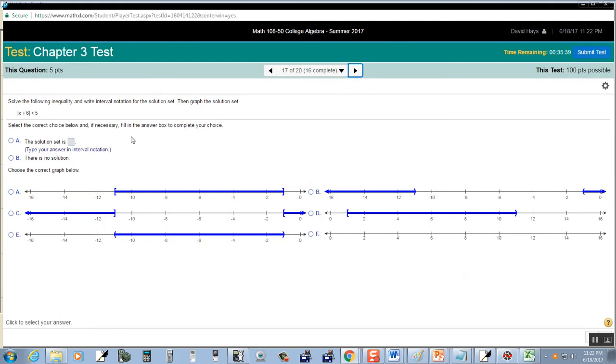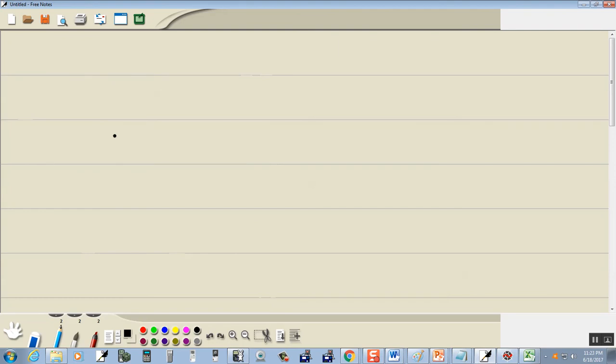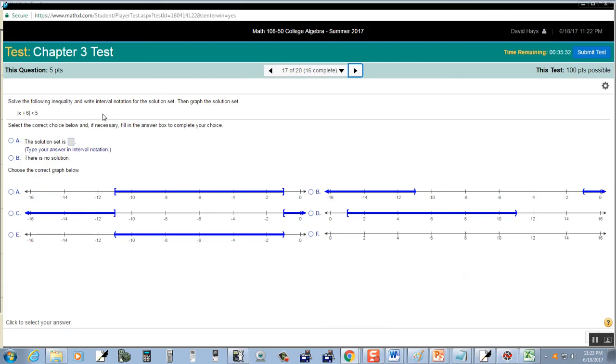Let's take a look at this problem. I'm going to make it. I was thinking I wouldn't be able to finish the test in this time.